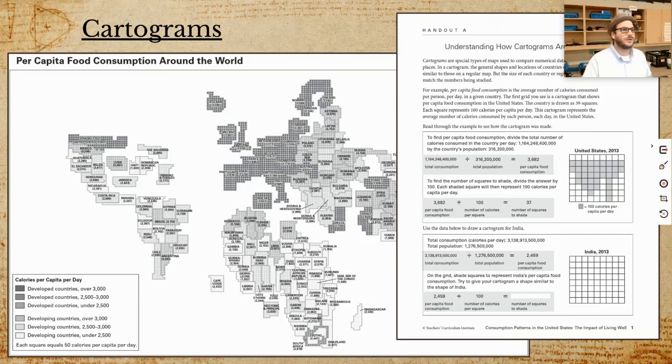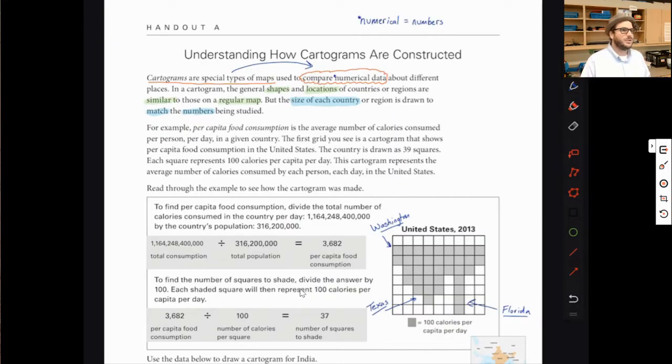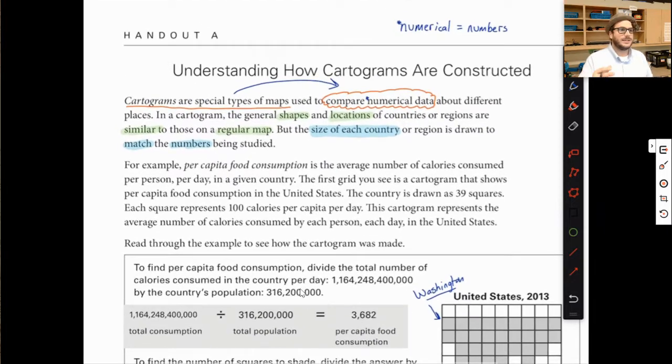For today's lesson, you're going to need both of these papers, and we're going to talk about what a cartogram is. All right, so to begin with, I'd recommend copying down what I have here. A cartogram is just a map, okay? But it's a map that's distorted in a way to show certain information. Specifically, we're looking at numerical data. That just means numbers, all right?